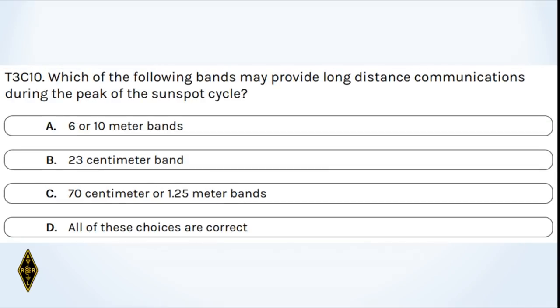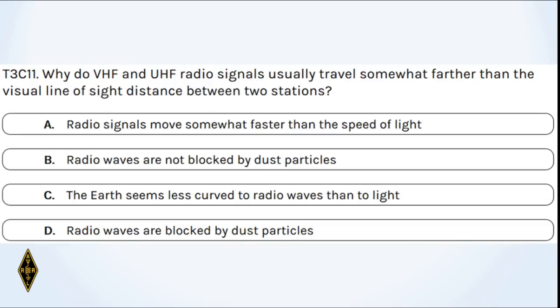And which of the following bands may provide long distance communications during the peak of the sunspot cycle? 10 meters and also 6 meters, the magic band, can be magic during sunspots. Why do VHF and UHF signals usually travel somewhat farther than the visual line of sight distance between two stations? The Earth seems less curved.